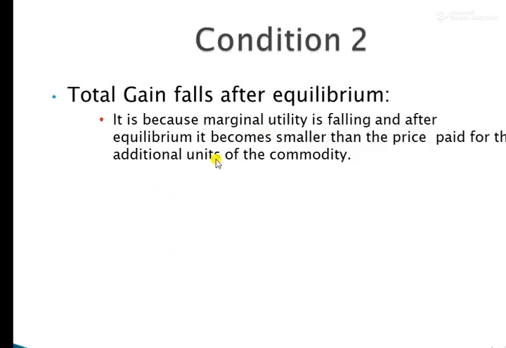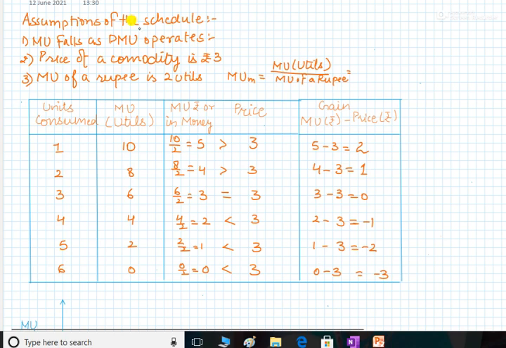And the second condition is that total gain falls after equilibrium. If we proceed further from the equilibrium point, the consumer's total satisfaction will ultimately fall. How does it happen? For this we may have another table. So this is a table, and the assumption of this schedule is, as I told you, that marginal utility falls. It means the law of diminishing marginal utility operates. The price of the commodity here is rupees 3 and the marginal utility of a rupee is 2 utils.